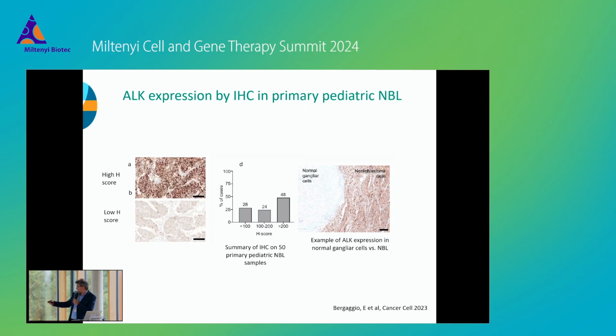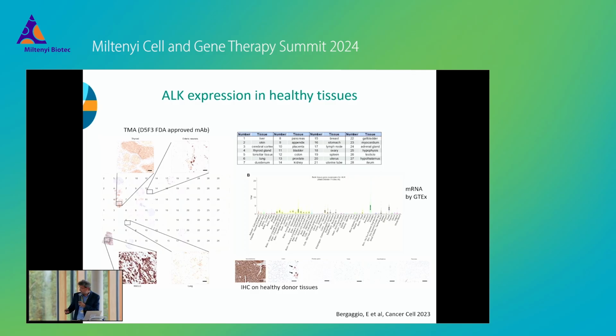Here, for example, is a comparison of normal ganglion cells, which are the putative cell of origin of the neuroblastoma cells. So you see that normal ganglion cells are completely negative for ALK expression, and in contrast, the tumor is nicely positive, right? So there is a nice gap of expression. In normal tissues, we screened a lot of normal tissues using available public data of RNA sequencing, single-cell RNA sequencing, immunohistochemistry, etc. So you can look at the different expression.